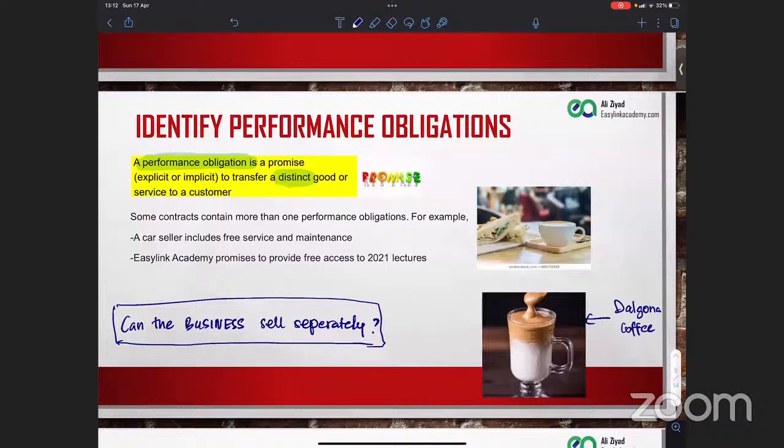Okay. So tell me something that looks similar to Dalgona coffee. Basically here, this is like the chocolate cream, and this is the coffee. Now you go to a restaurant. Do they sell coffee and whipping cream and chocolate separately? No, sir. So in a Dalgona coffee, are the chocolate and coffee separate performance obligations?